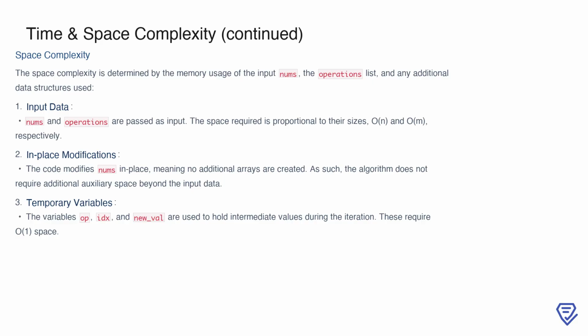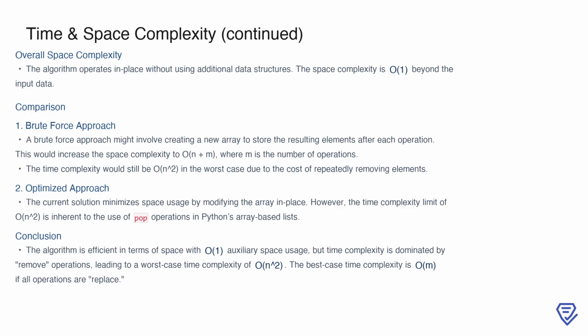Additionally, temporary variables such as idx and new_val are used during the iteration to hold intermediate values. These require only O(1) space, which is negligible compared to the input sizes. To summarize the overall space complexity, the algorithm operates directly on the input data without creating new data structures, resulting in an auxiliary space complexity of O(1).